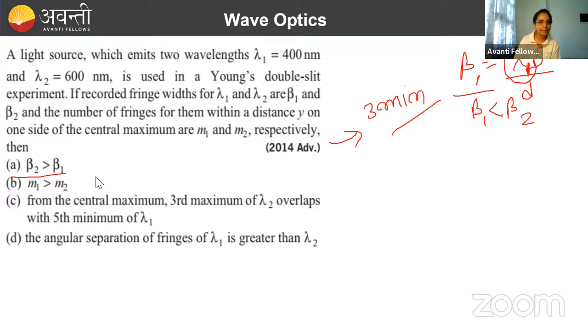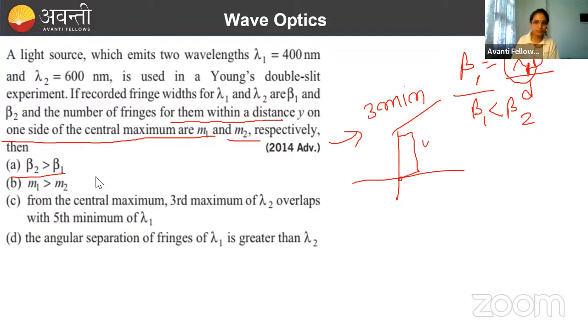First is correct. Second is what? Beta 2, and the number of fringes for them within a distance y on one side of the central maxima are m1 and m2. If we fix the distance y, then this distance y is fixed and the number of fringes for one is m1 and for another is m2. So just see how much angle it is taking. d sin theta you will take as m lambda. So theta will become equal to how much?